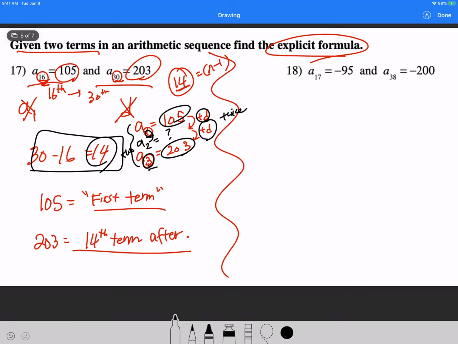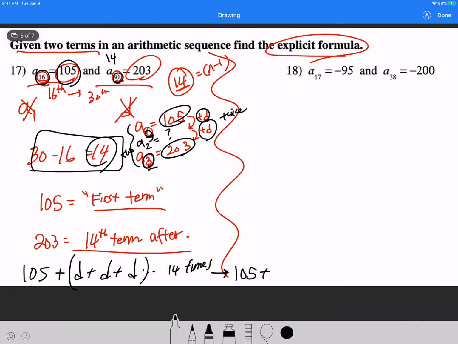So if the difference between 16 and 30 is 14, that means you take the 105 and you add the common difference 14 times of this much. So if you summarize that, that's 105 plus the common difference d plus 14 times that, and that should give you 203. That's the equation that I need you to solve for.